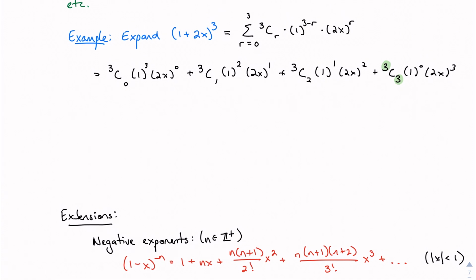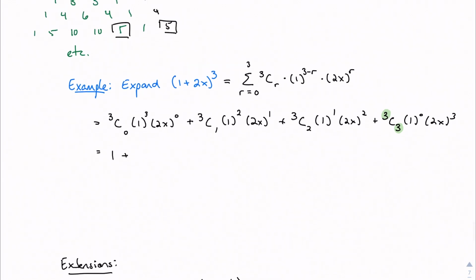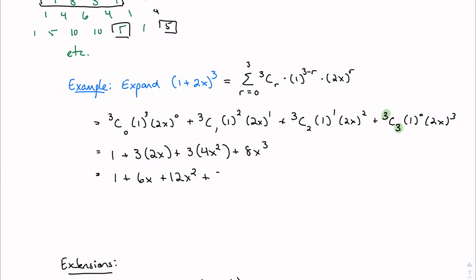So simplifying this, I'm going to get 1 plus, using Pascal's triangle, it's a third degree polynomial, so I'm going to pull my coefficients right off of the third row. So I have 3 times 1 is just 3, times 2x. And then my coefficient is 3 times 4x squared, and then 1 times 8x cubed. So simplifying one last time, I get 1 plus 6x plus 12x squared plus 8x cubed. And that's all it is. It's just following this algorithm, plugging in, changing the exponents as we go.